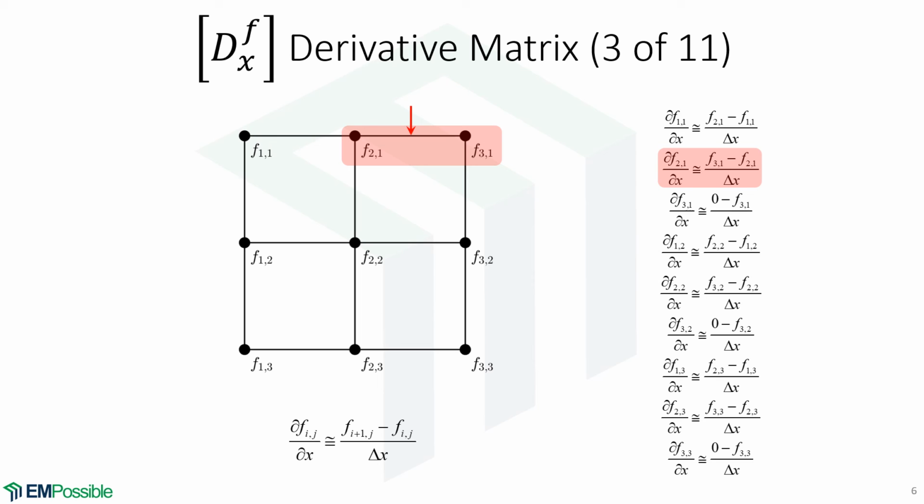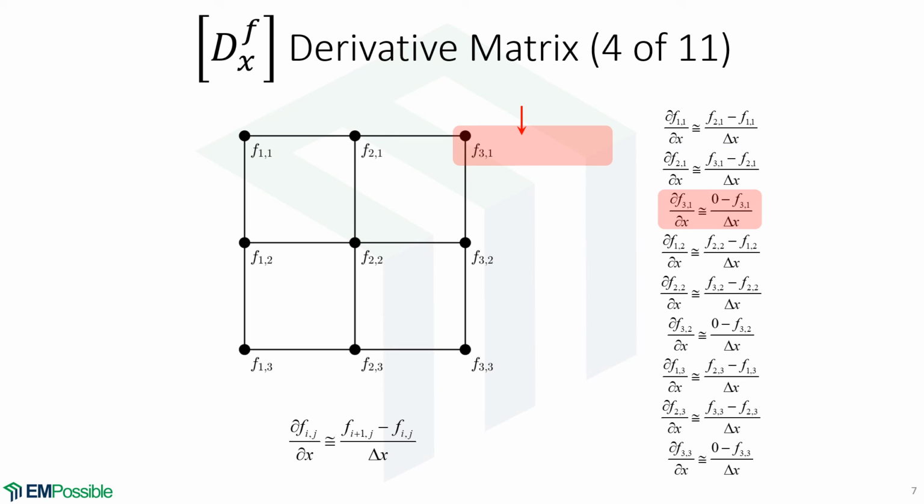Let's move to the next finite difference. We're calculating the first order derivative with respect to f, and that will exist right here at this point. And so the finite difference approximation will be f31 minus f21 divided by the spacing between them, delta x. f31 minus f21 divided by delta x. Let's move to the next point.